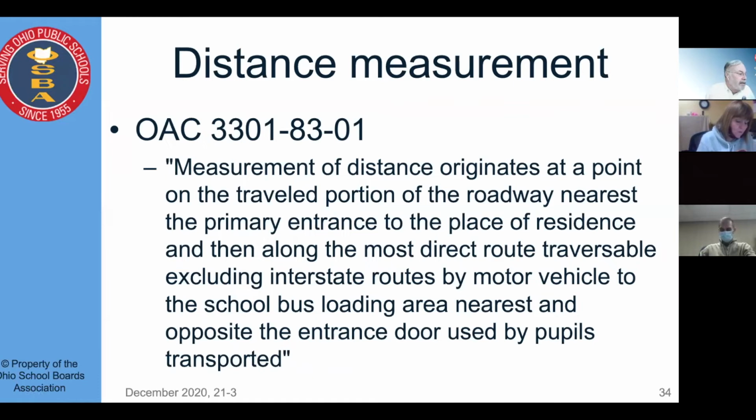Measurement, there's a question in there about open enrollment. We'll get back to that in just a second. Measurement of distance originates at a point on the traveled portion of the roadway nearest the primary entrance to the place of residence. So what's that mean? Well, it's where the driveway hits the public roadway.